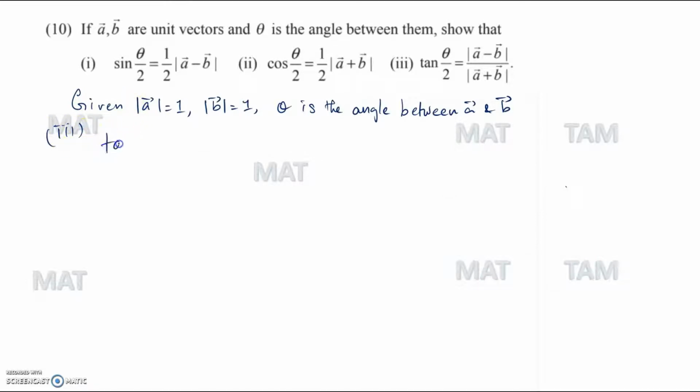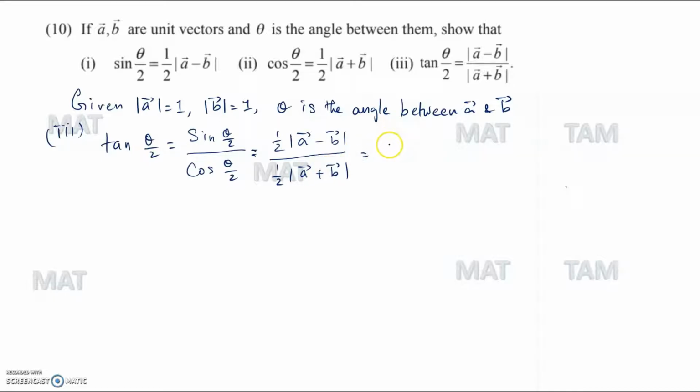So we can write tan theta by 2 from the previous two results, which is equal to sin theta by 2 divided by cos theta by 2, and putting the values of the first two, we can write this as 1 by 2 magnitude of A minus B vector divided by 1 by 2 magnitude of A plus B vector. So which is equal to magnitude of A minus B divided by the magnitude of A plus B, hence the proof.